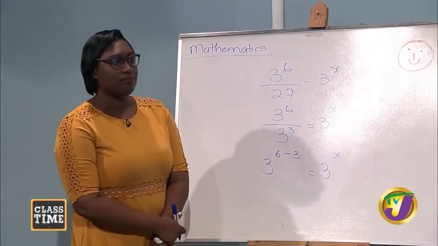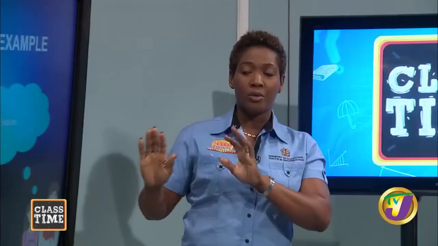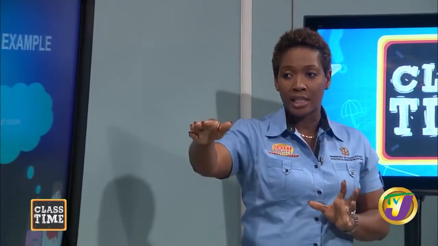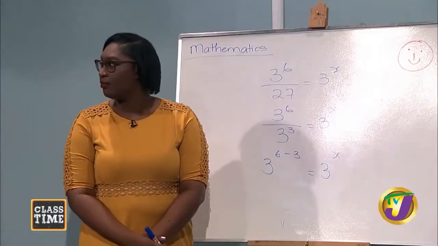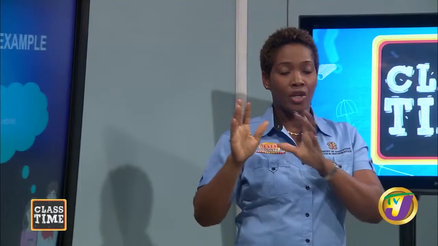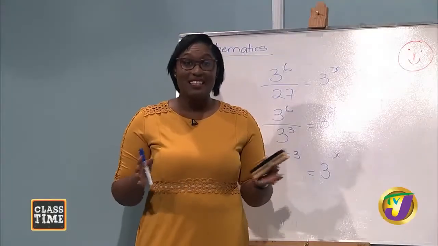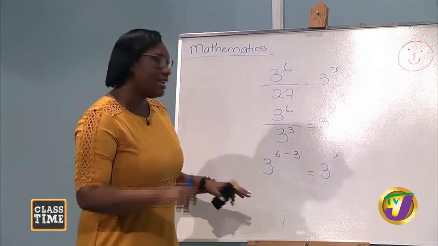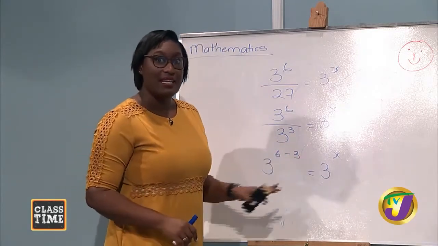Just to remind them, we're not guessing this thing. If we were to write out 3 raised to the 6th power in expanded form, and then write out 3 raised to the 3rd power in expanded form, you would realize that the result would give you the very same thing as 3 raised to the 6th power subtract 3. It is just that this is the shorter way of doing it. So my result here is going to be, I'm just simply subtracting my indices.